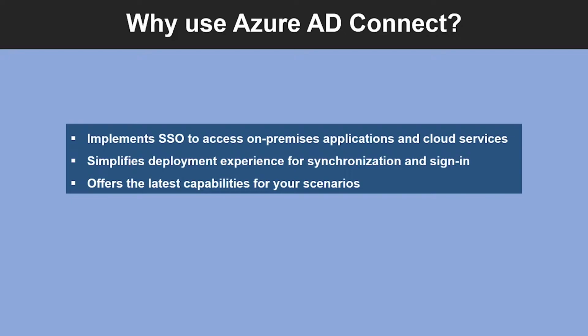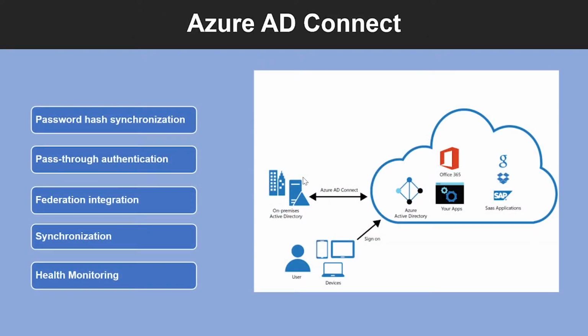Another advantage is a single tool to provide an easy deployment experience for synchronization and sign-in. Another advantage is Azure AD Connect provides the newest capabilities for your scenarios. And Azure AD Connect replaces older versions of identity integration tools such as Directory Sync and Azure AD Sync. Azure AD Connect is the Microsoft tool designed to meet and accomplish your hybrid identity goals. So let's look at some of the features of Azure AD Connect.